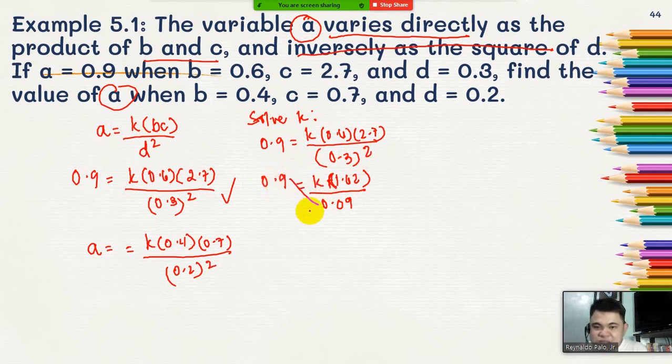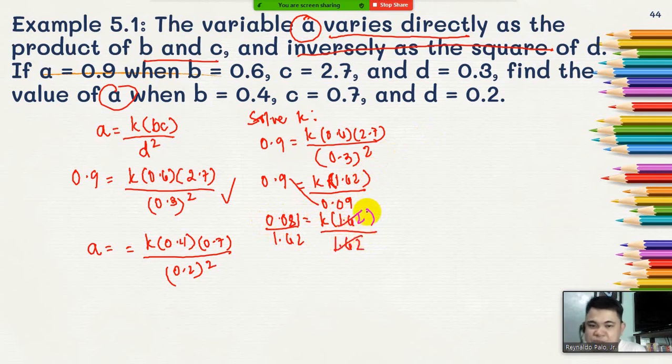Then the next thing is cross multiply. Let us multiply 0.9 times 0.09. You can use your calculators to easily compute. So 0.9 times 0.09 is equal to 0.081 equals k times 1.62. So to finalize the value of k, all we need to do is to divide both sides by 1.62.